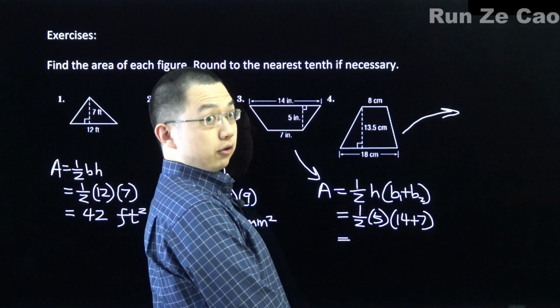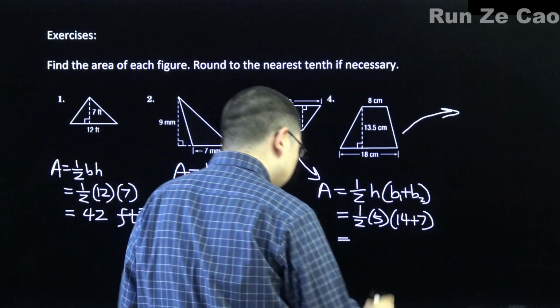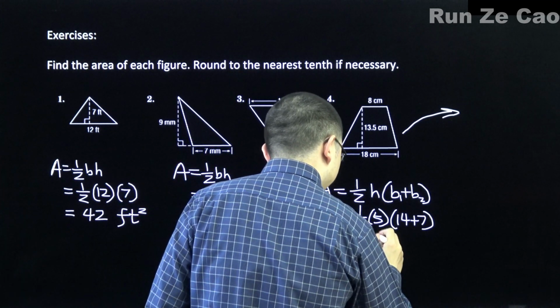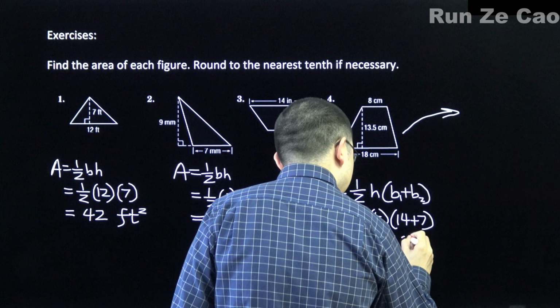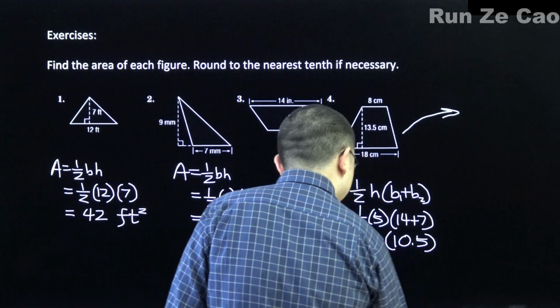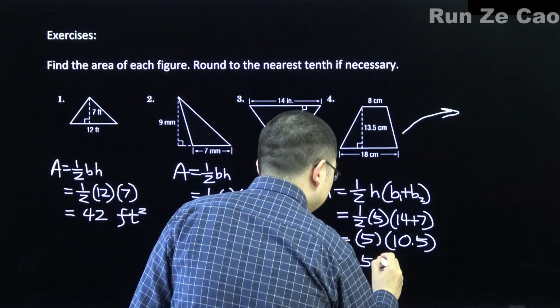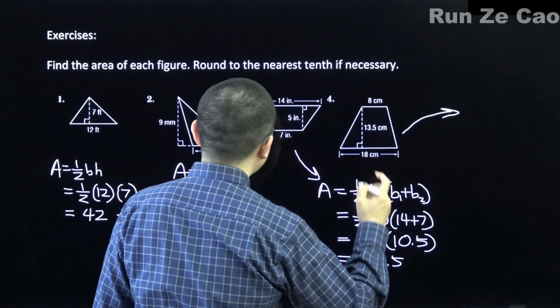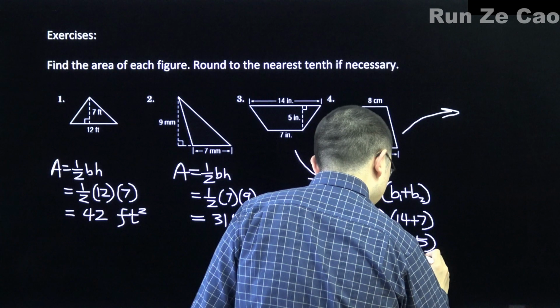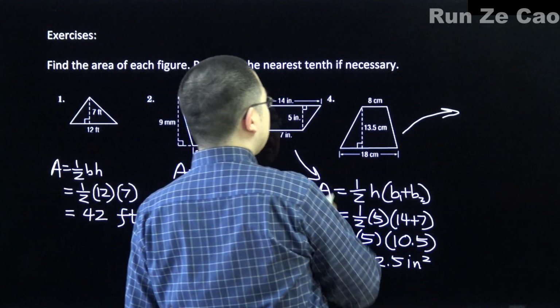How can we make this multiplication easier? Well, this is 5 times 10.5. Hurrah! Therefore, it's 52.5. What are the units? Oh, it's inches squared. Okay.